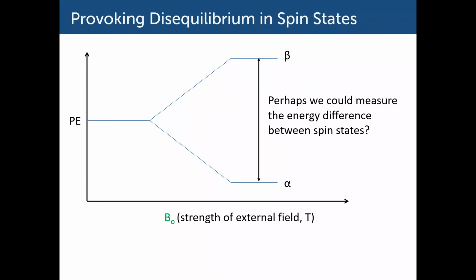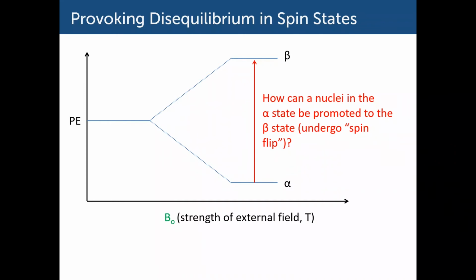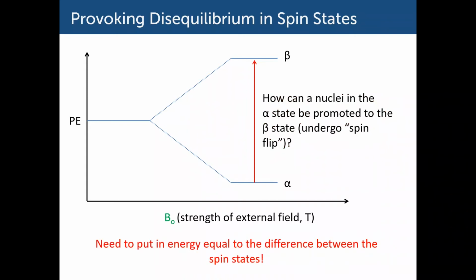Another way of asking how we would measure this energy difference is to think about how I could go from the alpha state to the beta state. Or another way of thinking about this is to undergo what's called spin flip, basically going from one state to the other. So to do that, I'm going to have to put in energy. I'm not going to break physics here. The law of conservation of energy still applies. And so I'll need to apply the exact amount of energy that is the difference between alpha and beta. Essentially, I have to pay to get from alpha to beta, and the price is the difference between the potential energies of those two states.